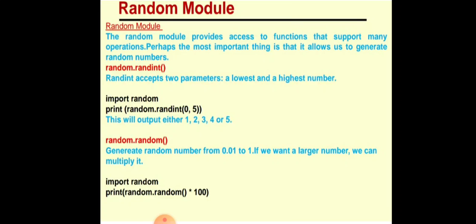So it generates random numbers between 0 and 5. Next, random.random generates a float. If we want to generate floating values, we use the random function. The randint function generates integer values. The random.random function generates float values.